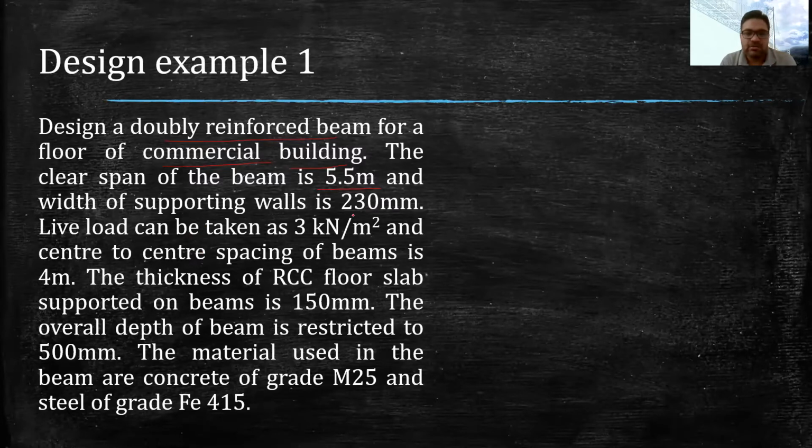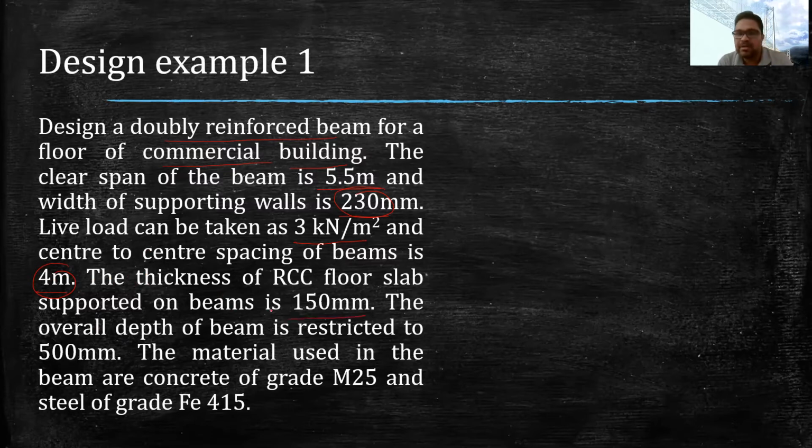and the width of the supporting wall is 230 mm. So basically this beam is resting on the wall and the thickness of the wall is 230 mm. And the live load can be taken as 3 kilonewton per meter square, and the center to center spacing of beam is 4 meter. So basically there will be beams, say 3 beams, 4 beams or 5 beams. It is not given here, but it says that all the beams are equally spaced and their spacing is 4 meter. So it says the thickness of the RCC floor slab supported on the beam is 150 mm.